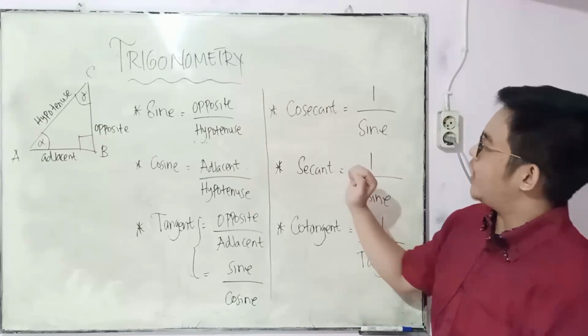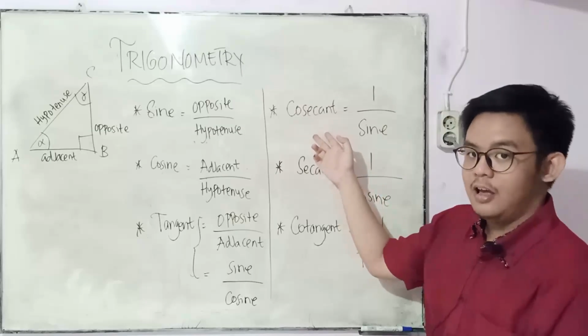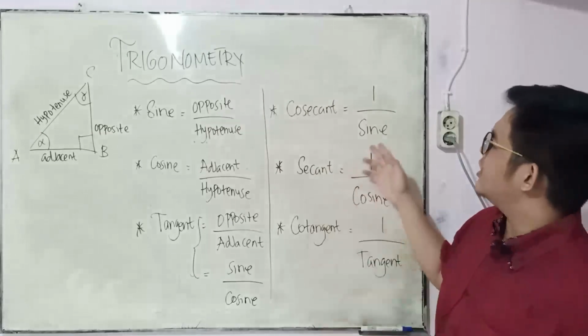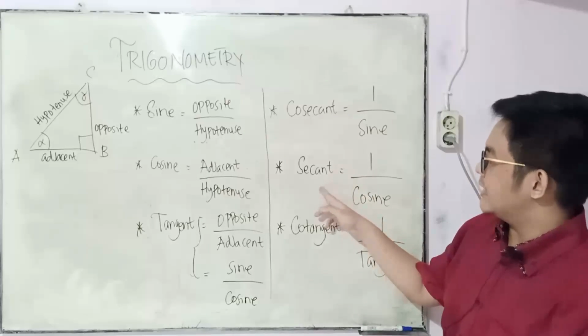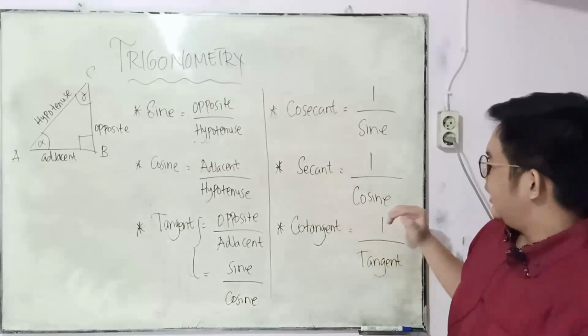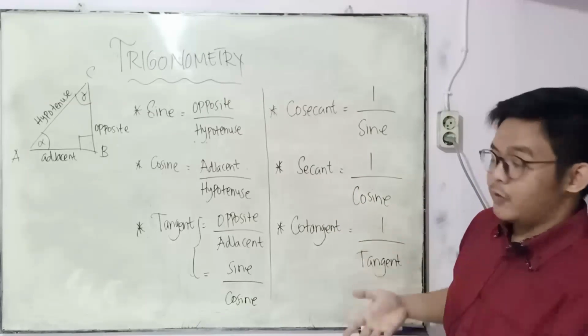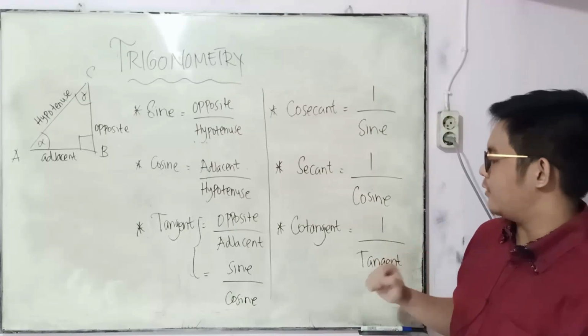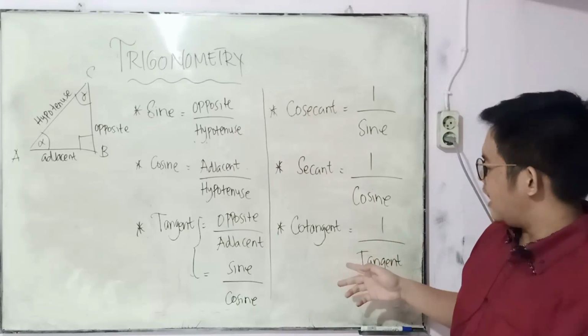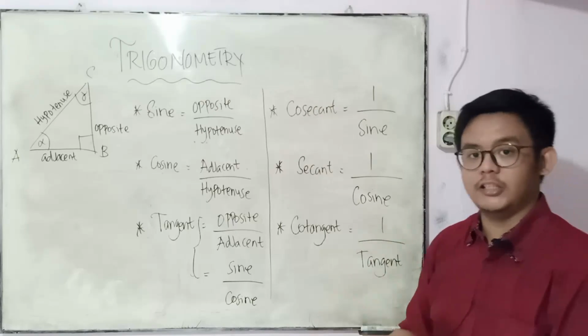And also in here we have the cosecant alpha. What's this? This is the inverse of the sine alpha. And we have the secant alpha. It is the inverse of the cosine, so it's 1 over cosine. And the last one, we have the cotangent alpha, which is 1 over tangent.